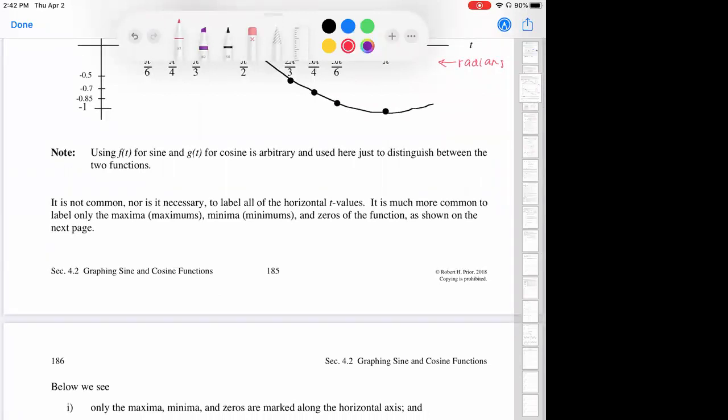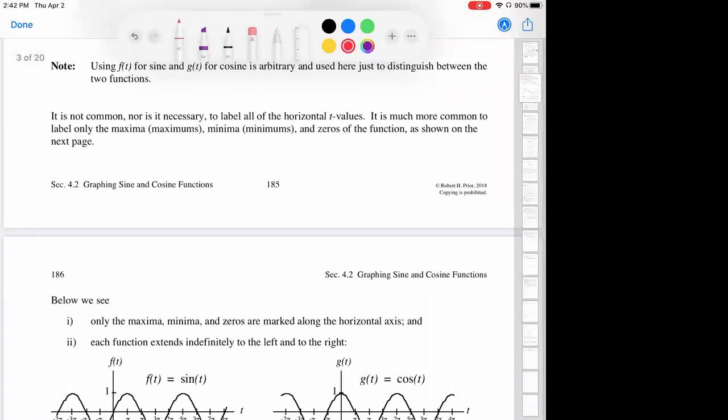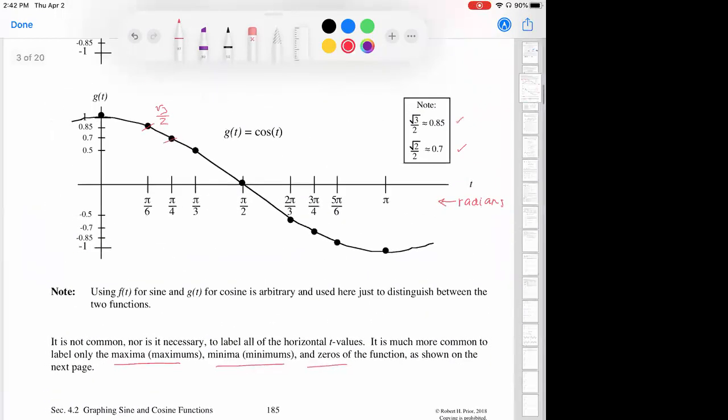A quick note, using f of t for sine and g of t for cosine is arbitrary and is used here just to distinguish between the two functions. It is not common or necessary to label all the horizontal t values. It is much more common to label only the maxima and the minima and the zeros shown on the function. So we don't have to find every single decimal point. We just need the main ones. Meaning I just need the maximum, the zero, and the minimum. That's all we really need, those three points, and we can replicate those points.